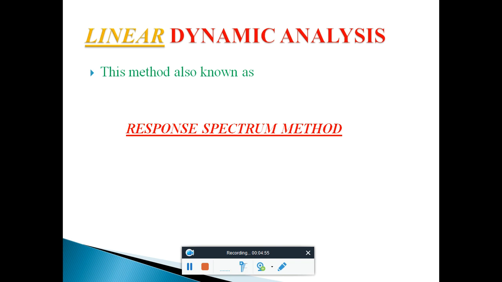Now we will see the dynamic analysis. First one is linear dynamic analysis. This method is known as the response spectrum method.